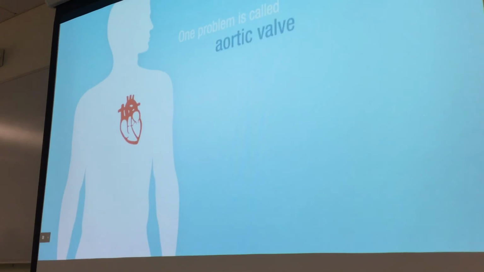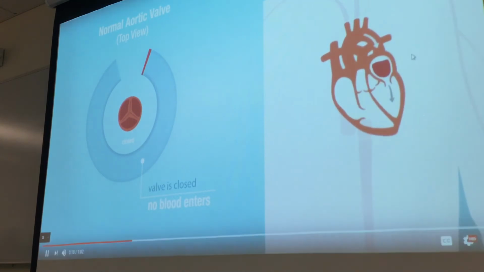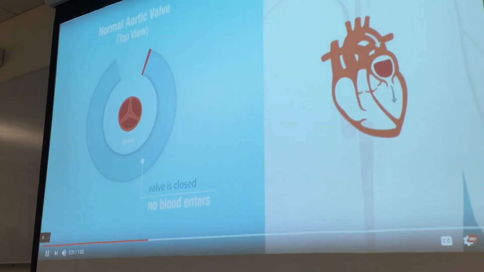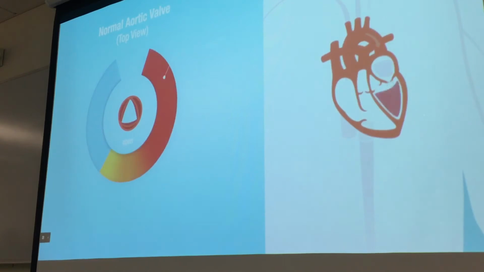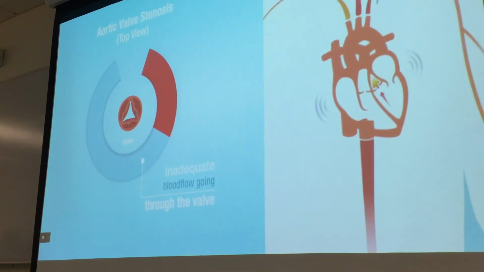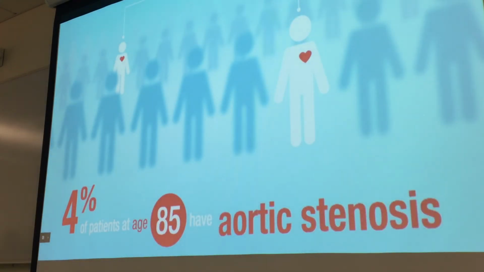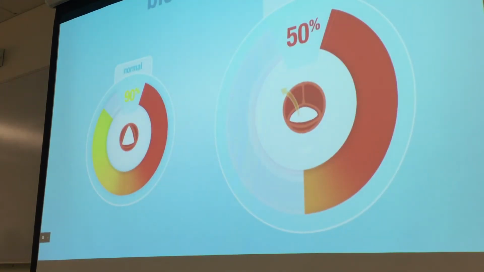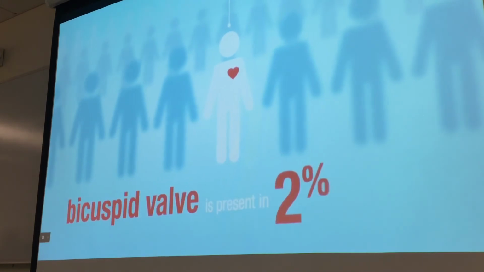Stenosis is the term for a valve that doesn't open properly. Here we see a cross-section of a normal heart from the side, and a close-up view of the valve looking down from the top. When the valve is working properly, it opens fully to allow all the needed blood to flow through. In problems like aortic stenosis, the valve doesn't open all the way, so less blood flows through the valve, and the body has a reduced supply of oxygenated blood. Stenosis can be caused by age, or by a malformed valve called a bicuspid valve, where two flaps are fused together, which is present in 2% of the population.